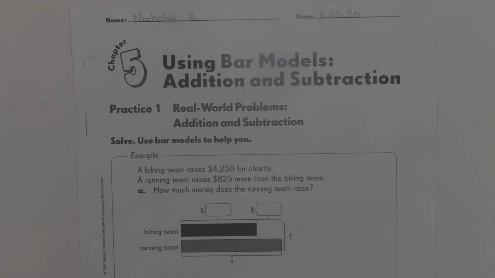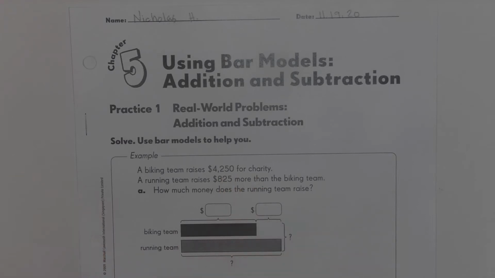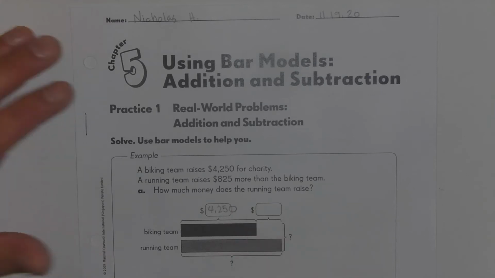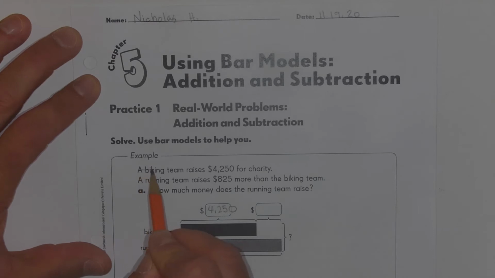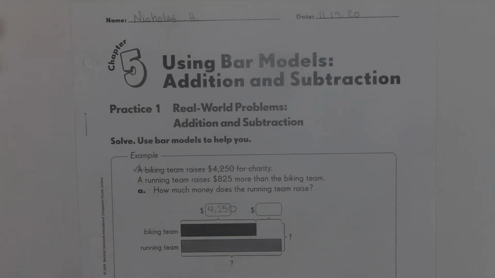Now we'll go ahead and read it and take a look at the problem. It says a biking team raises $4,250 for charity. So if I look at that, I want to put that number in right away. This is the biking team. This bar represents how much money they raised. So this number has to be 4,250. The boxes are a little small, so if you go outside of them, that's okay. Once I know that, I'm going to put a line through this because I've done it. Or you could put a check mark by it because you've already put it in its place.